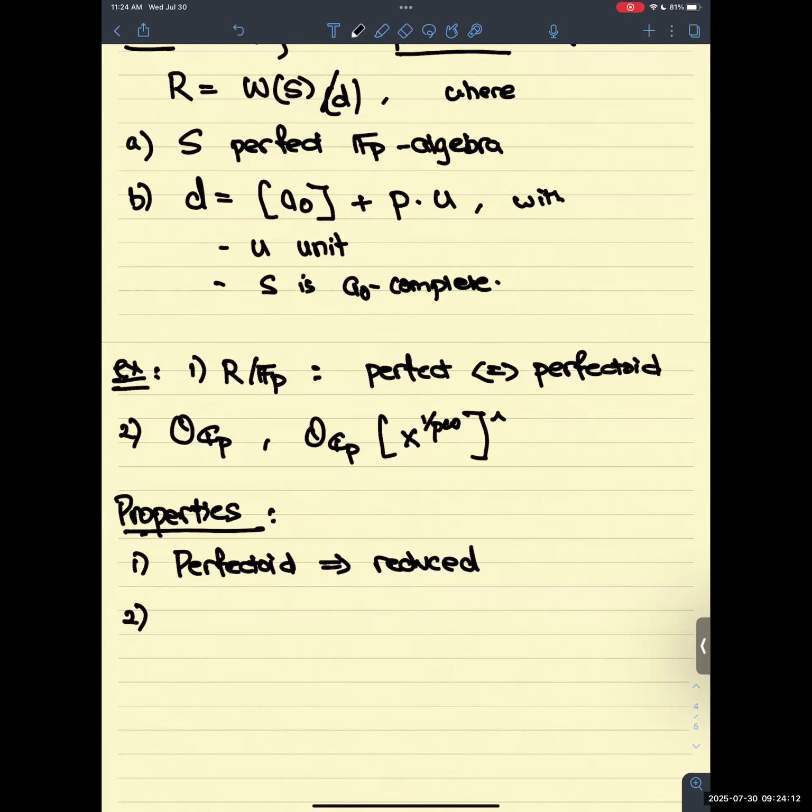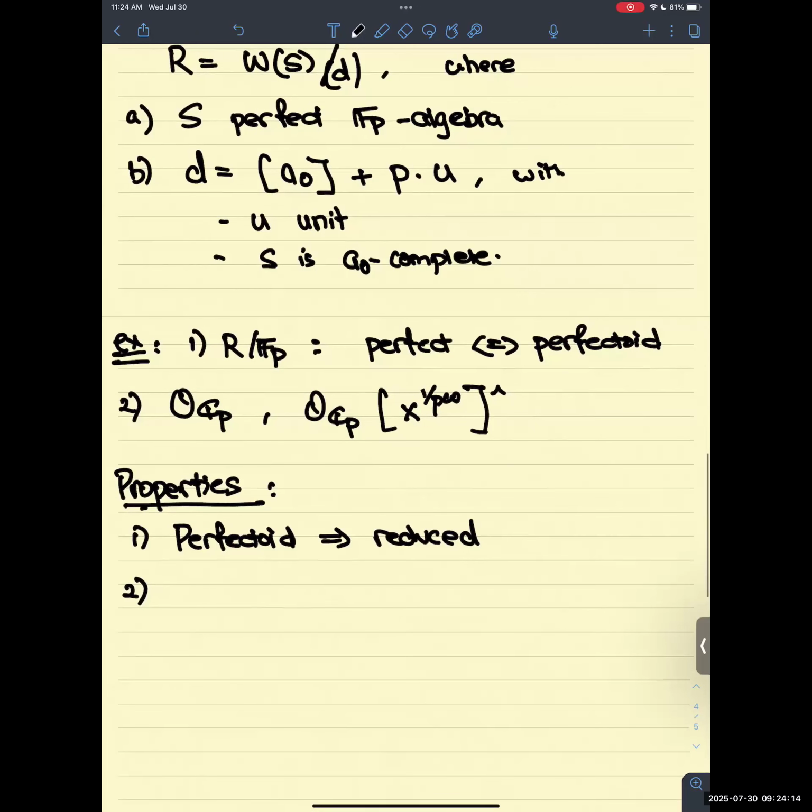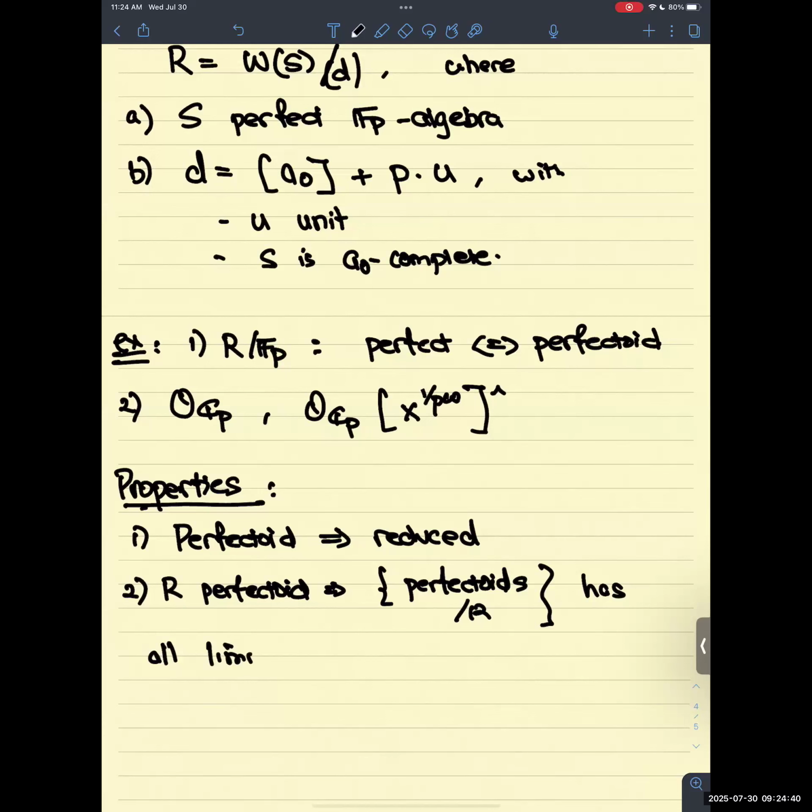Second property I wanted to recall was that the category of perfectoid rings has some nice properties. So let's say R is perfectoid. If I fix a perfectoid ring I'm working over, then if I look at the category of all perfectoids over it, sorry, over R, not FP. This category has all limits and colimits. So you can form fiber products, cofibered coproducts, etc.